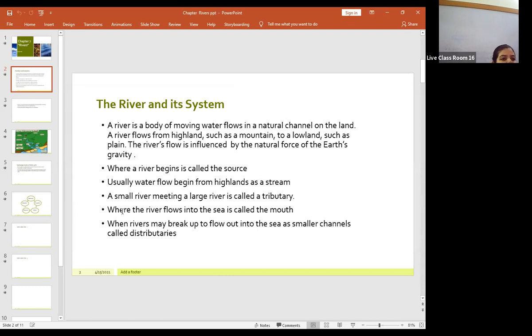Where the river flows into the sea is called the mouth, and people can see in figure 7.1 that is given in your book. There is a figure 7.1 in your book. People can see what the tributary is, where the river is moving, and what the mouth is. The mouth is the area where the river combines with the sea, that particular river is called the mouth.